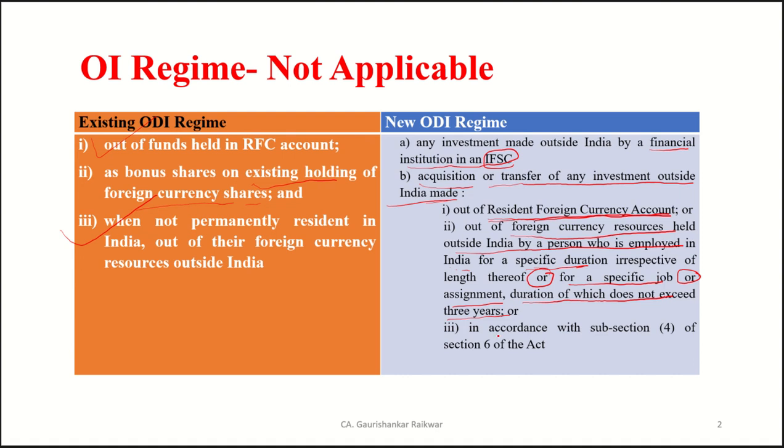Then the third point is in accordance with subsection 4 of section 6 of the Act. Act means the Foreign Exchange Management Act, and section 6 talks about capital account transactions. Subsection 4 is basically a provision where it permits a capital account transaction for a person, as an inheritance, or where already he is making investment out of their foreign currency resources.